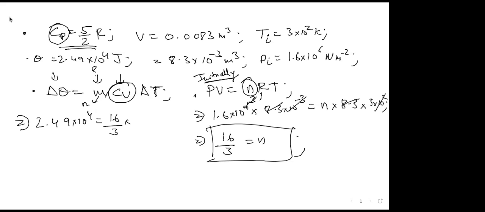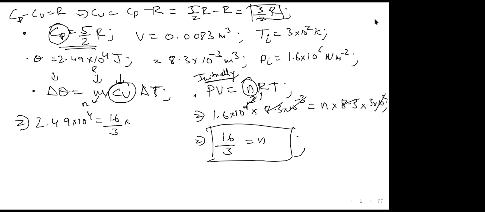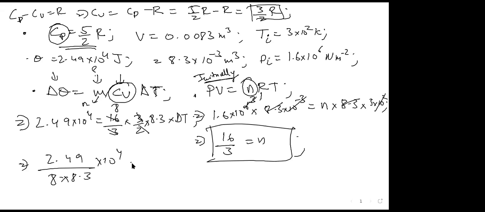Somebody said it nicely, Cp minus Cv is equal to R. So this implies Cv is Cp minus R, which is 5/2 R minus R, which is nothing but 3/2 R, correct? Just put in the value here. What do you get? You get 3/2 R, which is 8.3 into ΔT. So 2 goes into 8, 3 goes into 3. You have 2.49 divided by 8 into 8.3 into 10⁴, which is ΔT.